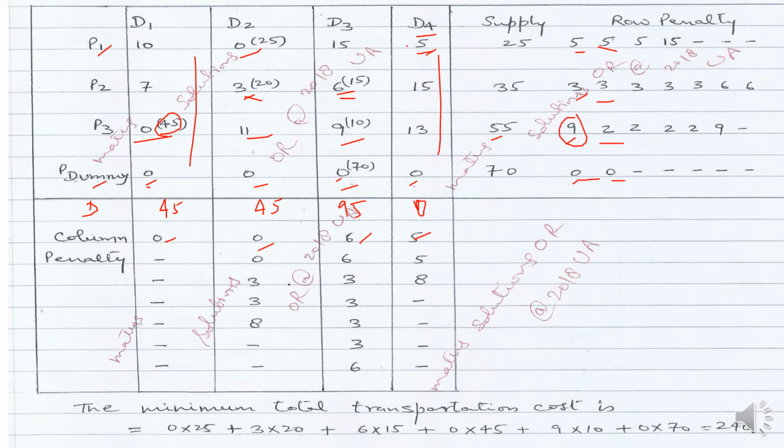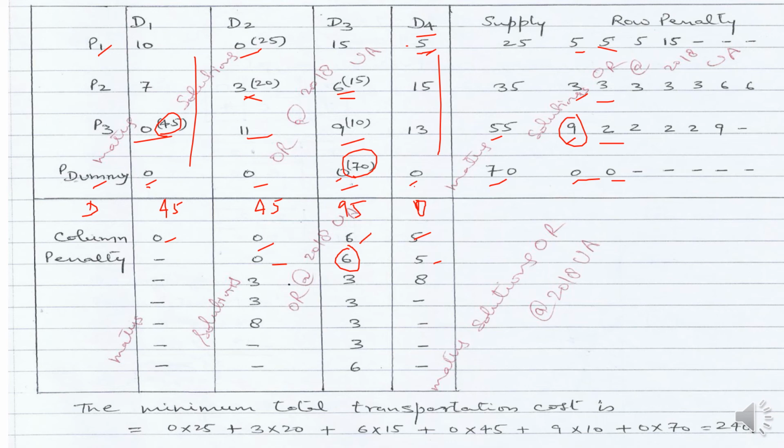Now we come to column penalty. So the first column is saturated, we won't calculate. For the next it is 0 and 0, so the difference is 0. Next D3 is 0 and 6 again, so 6 minus 0, 6, and in D4 0 and 5. So again we check which one is the maximum. We see 6 is the maximum here and we allocate to this column. In this we see 0 is the minimum cost, we will allocate to this cell. We see the supply is 70 and demand is 95, so we can allocate 70 here. So we have allocated 70 here.